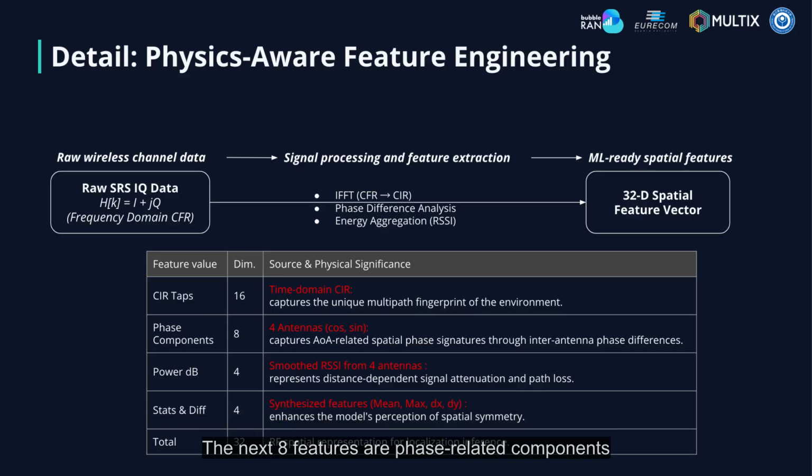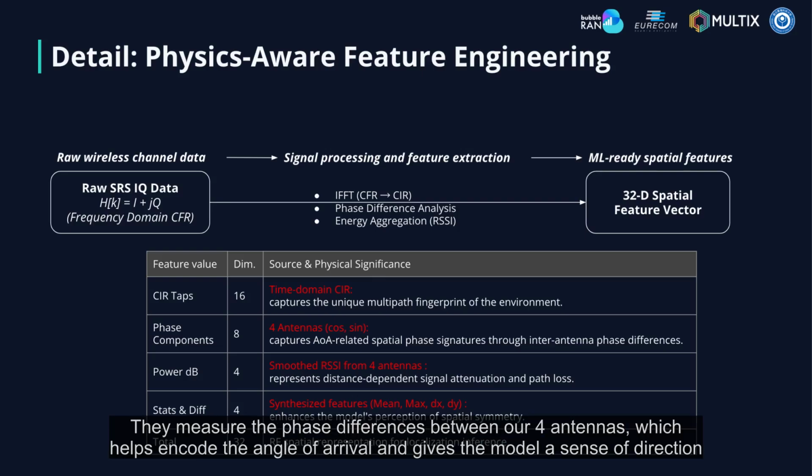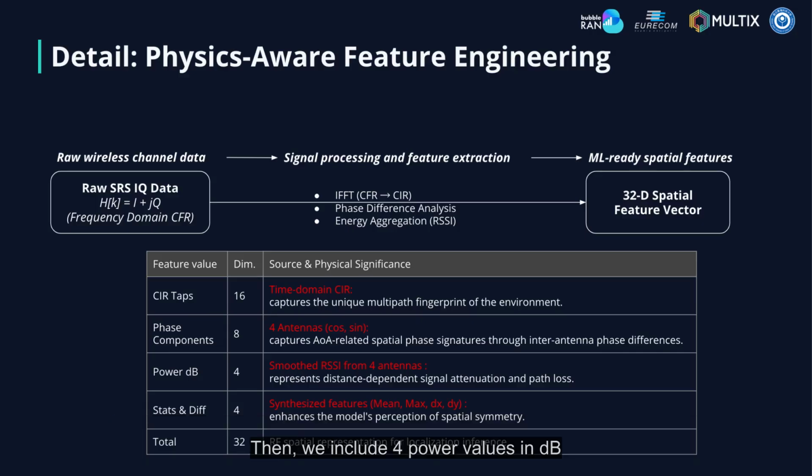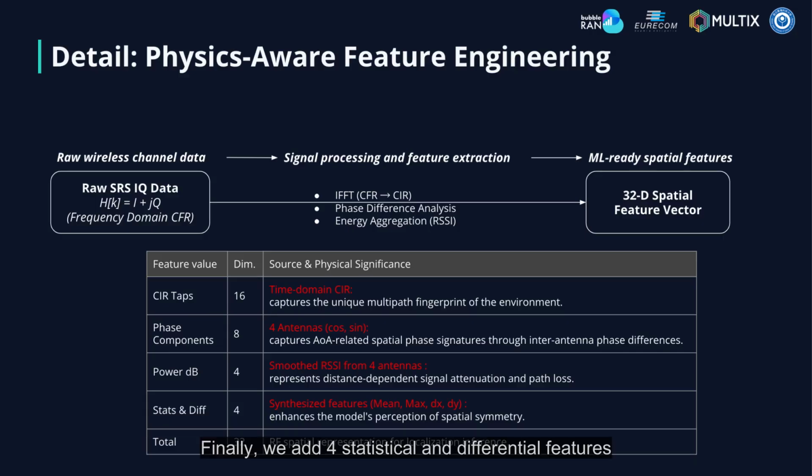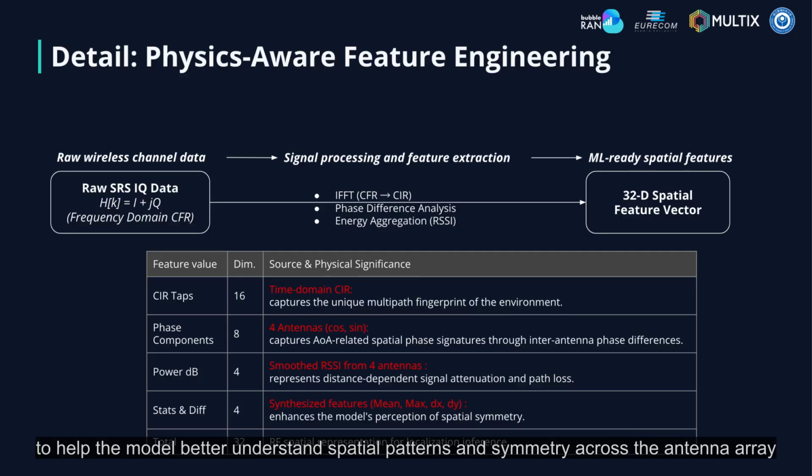The next 8 features are phase-related components. They measure the phase differences between our 4 antennas, which helps encode the angle of arrival and gives the model a sense of direction. Then, we include 4 power values in dB. These serve as distance-related indicators by capturing signal attenuation and path loss. Finally, we add 4 statistical and differential features to help the model better understand spatial patterns and symmetry across the antenna array.